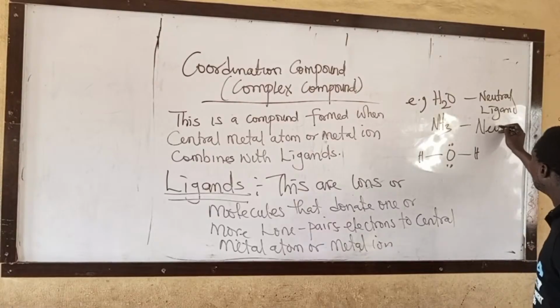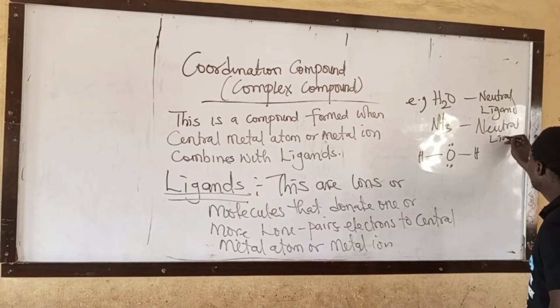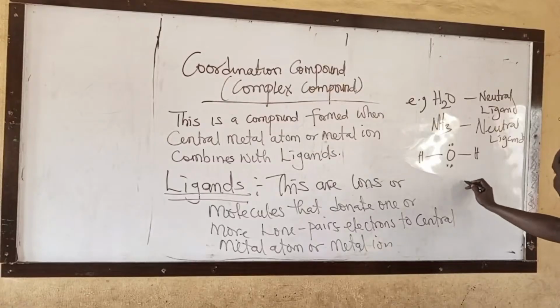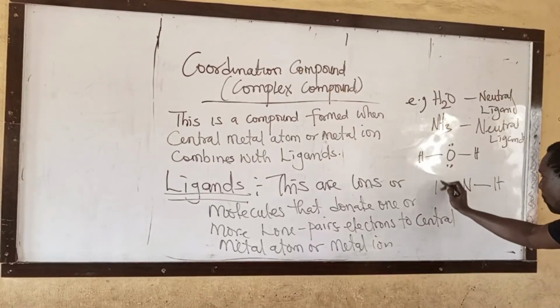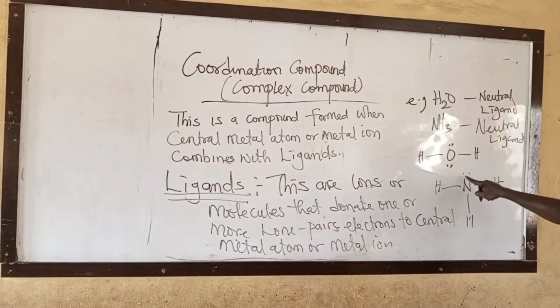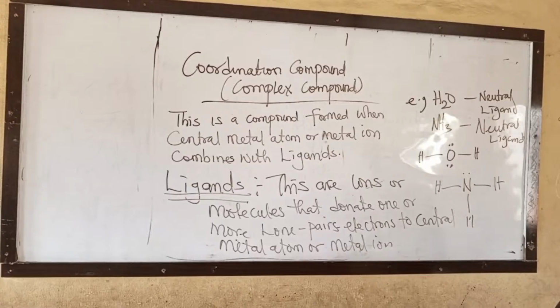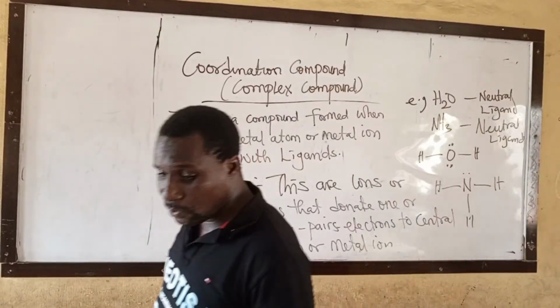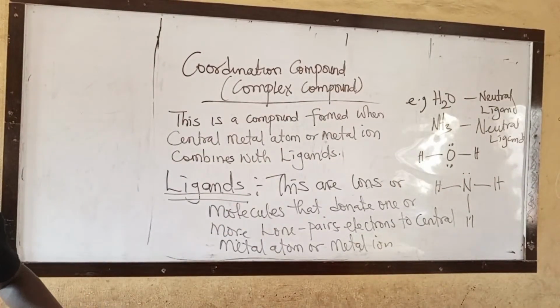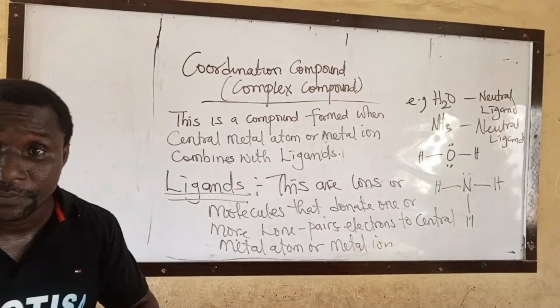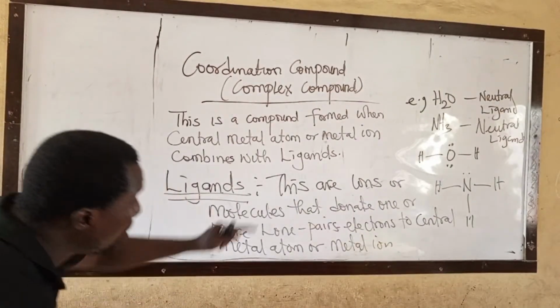Another example is ammonia. Ammonia is an example of a neutral ligand. Look at ammonia, it has one lone pair. It is an example of a ligand. We have another example. Those of you online, you can quickly write them down. Water is an example of a ligand.